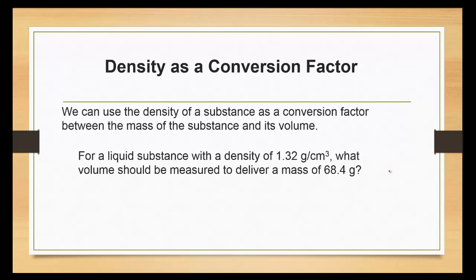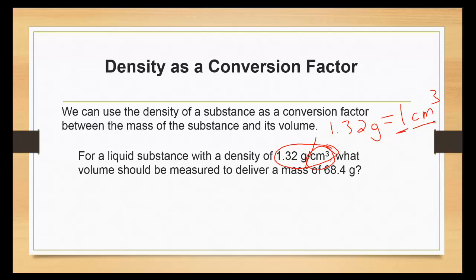We can use density of a substance as a conversion factor as well between the mass of a substance and its volume. For example, for a liquid substance with a density of 1.32 grams per centimeter cubed, that conversion factor becomes 1.32 grams is equal to 1 centimeter cubed. We've talked about conversions previously, and we always talked about putting the number over 1. Because of this slash here, that unit that's underneath the slash goes with the number 1. So here's the 1 with the centimeters cubed.